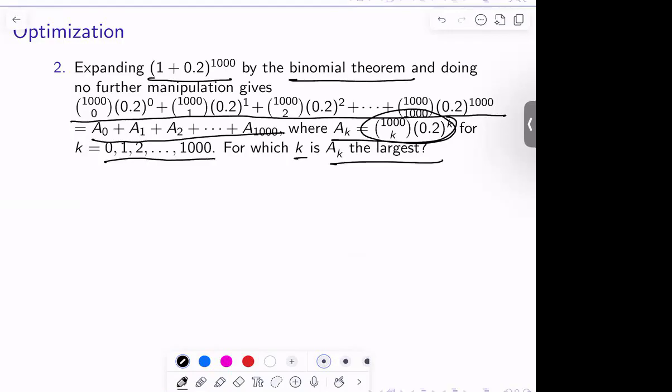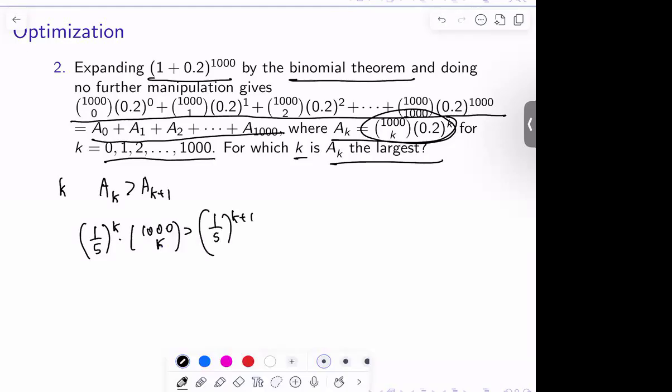So note that basically we want to find the first value of k such that a_k should be greater than a_(k+1), so that all values after a_k are less than a_k. And so we're essentially finding the smallest possible value of k such that (1/5)^k times 1000 choose k is greater than (1/5)^(k+1) times 1000 choose k+1.